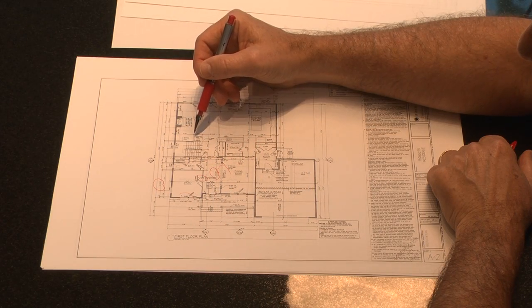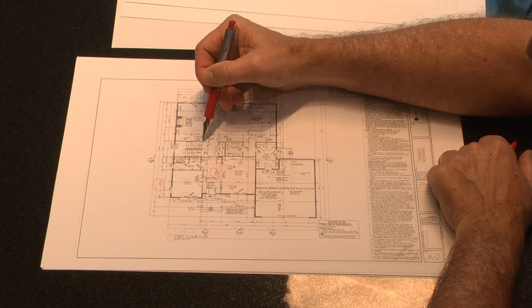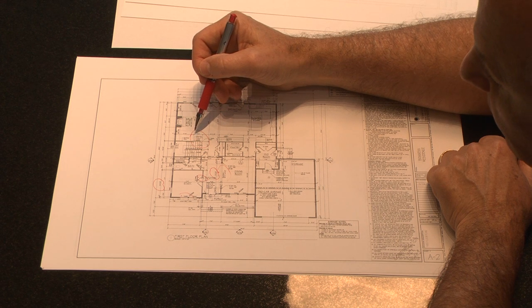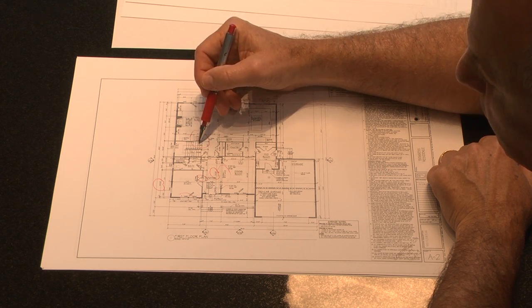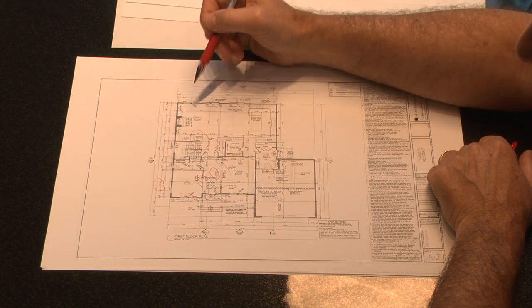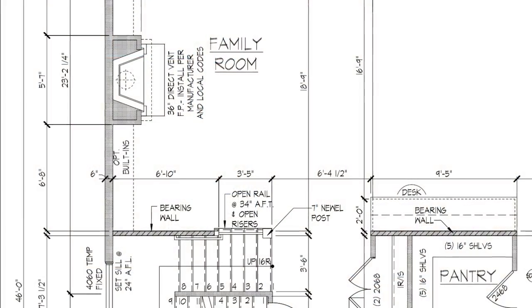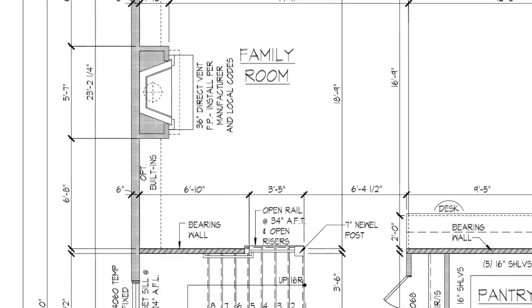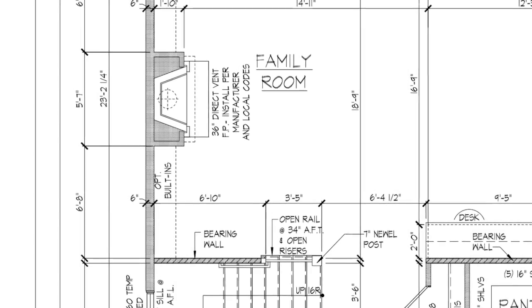In this plan, it's also showing an opened rail. It starts at this first tread and goes up until the 1, 2, 3 to the fourth tread. Then you'll notice the wall closes down in the family room. So this area here is open between the stairwell and the family room.